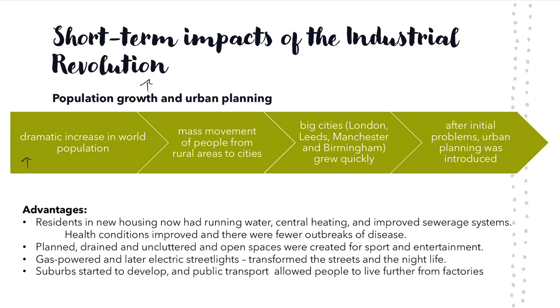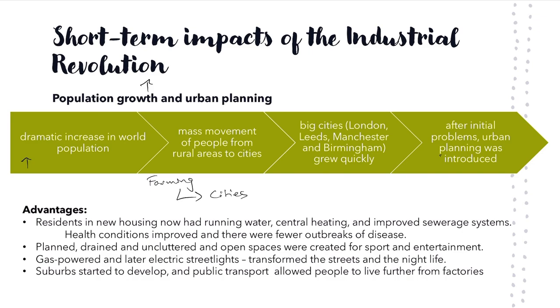There was a mass movement of people from rural areas to cities. And we know that the major employer of people was farming. Prior to 1750, probably about 90% of people were engaged in farming. These people all moved to the cities and got jobs in factories. Big cities in the UK like London, Leeds, Manchester and Birmingham grew really quickly as a result.